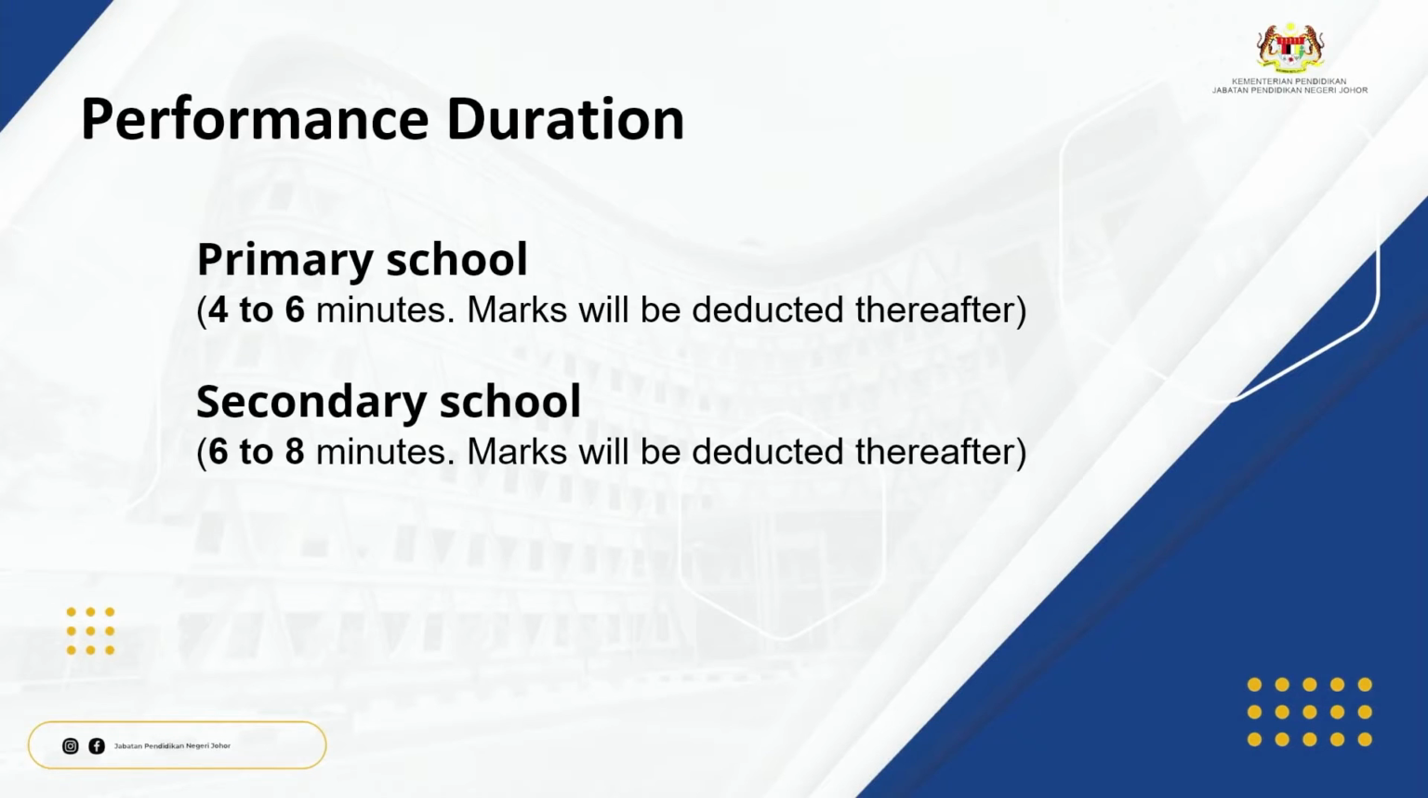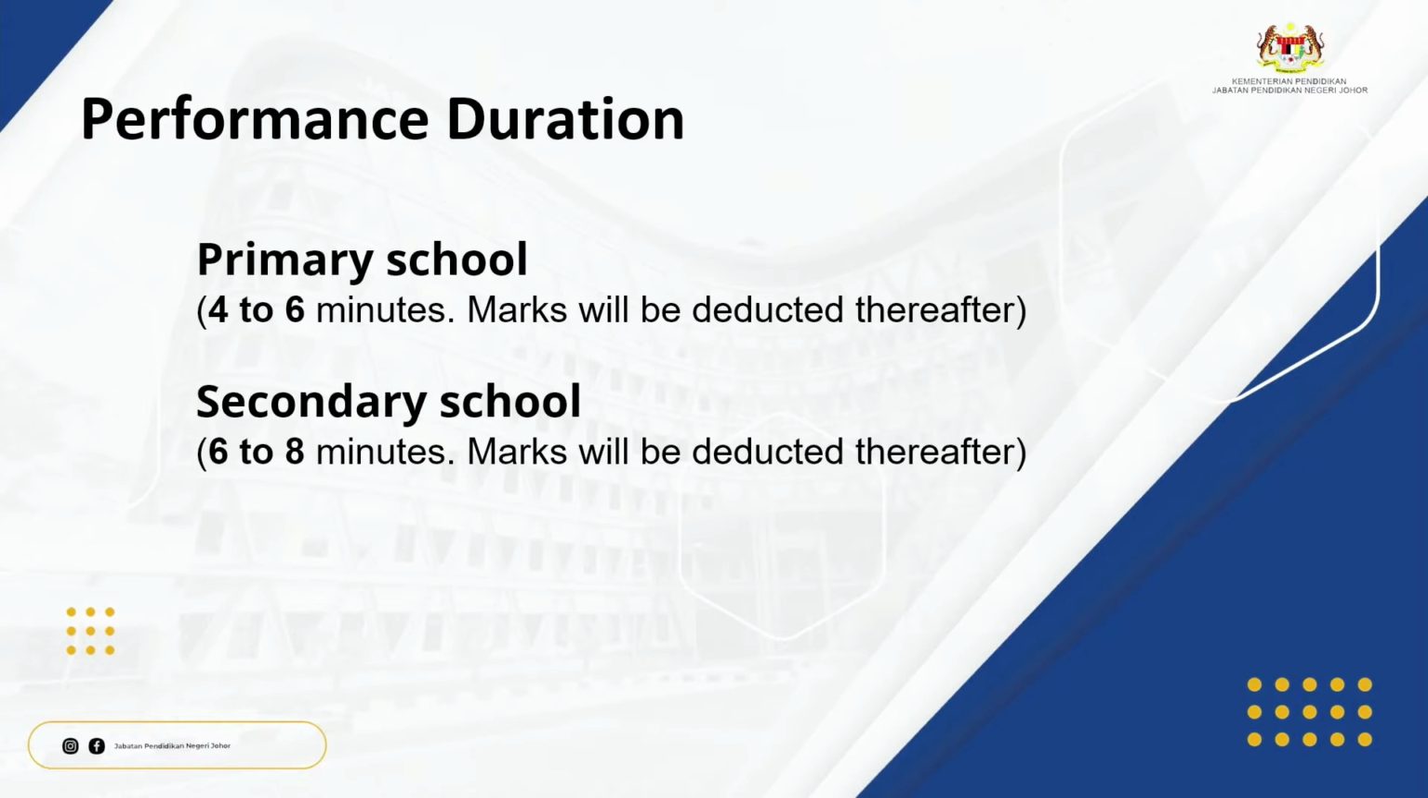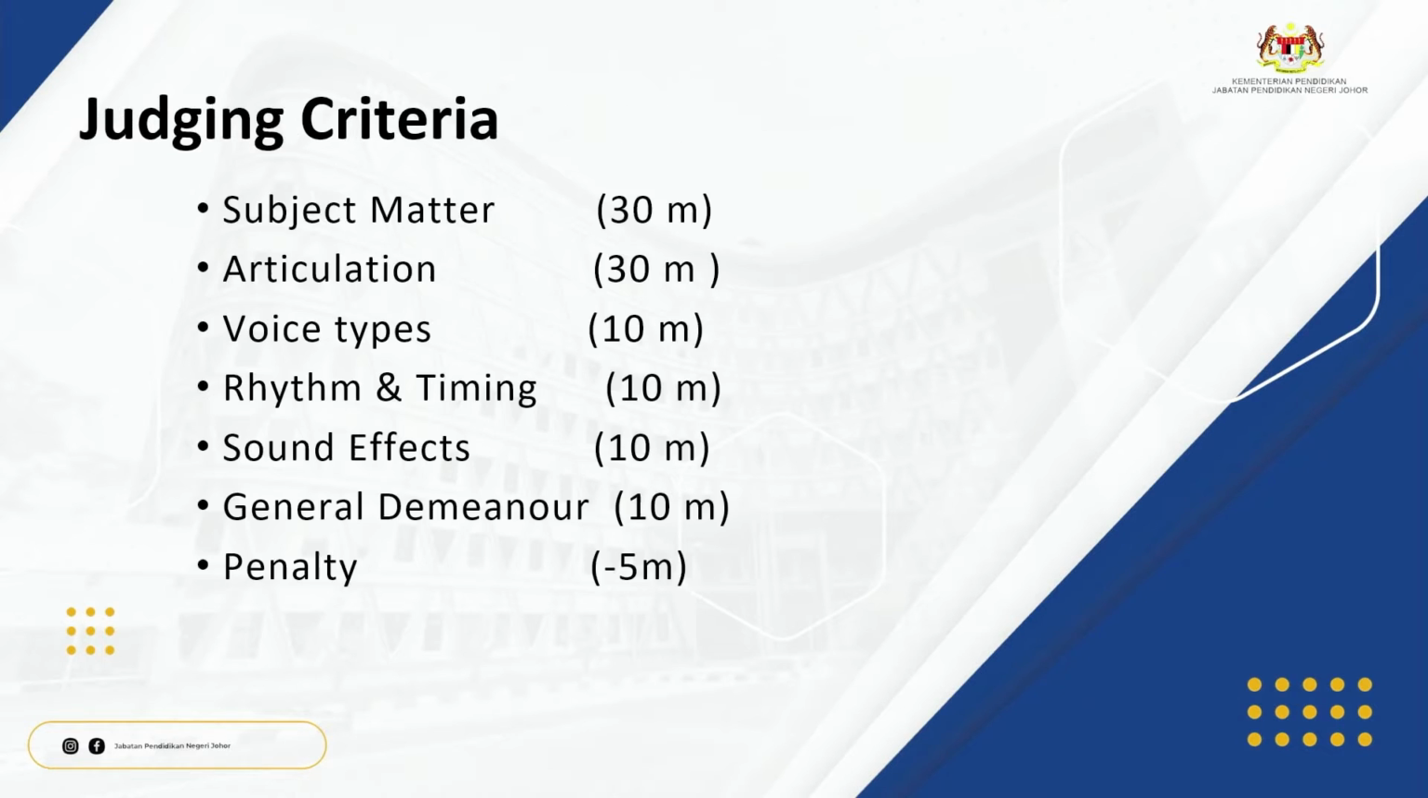Performance duration for primary school takes up to 4 to 6 minutes, and the marks will be deducted thereafter. Same for secondary school, 6 to 8 minutes, and the marks will be deducted thereafter. So you have to be able to plan and design your choral speaking script and suit the time given, 4 to 6 minutes for primary, and for secondary, 6 to 8 minutes.